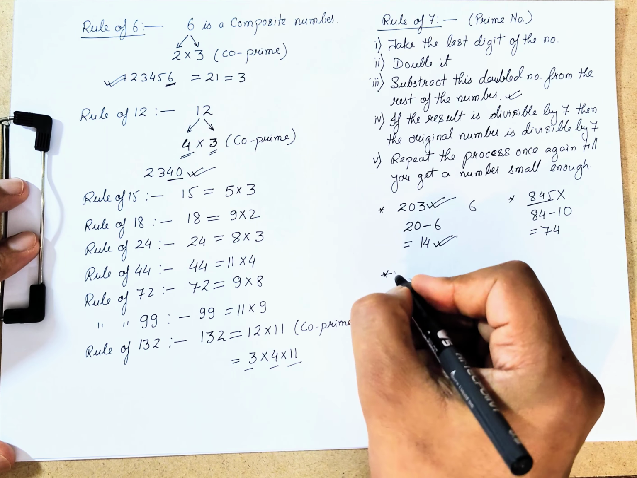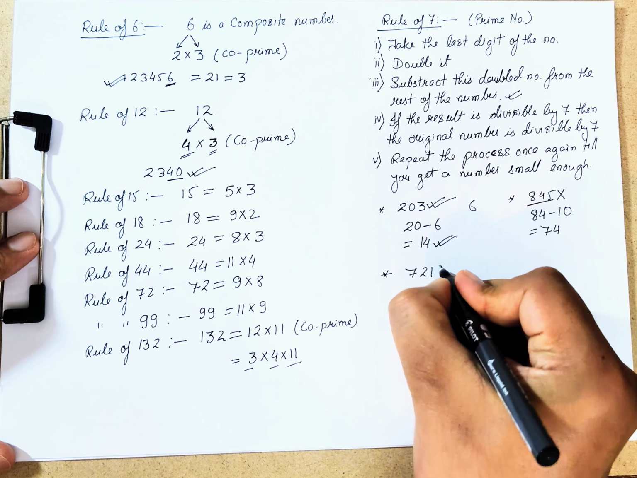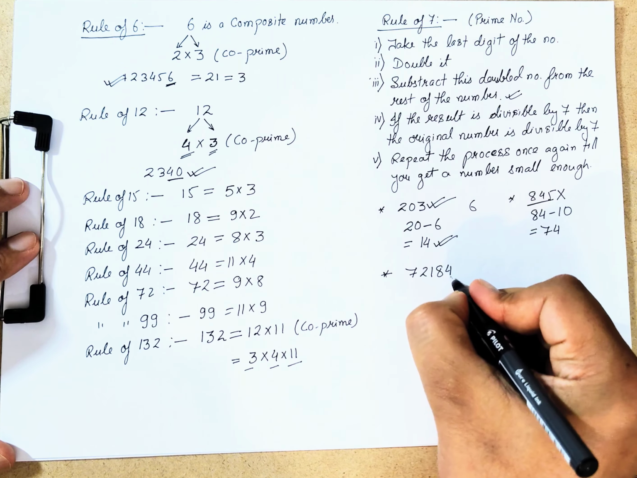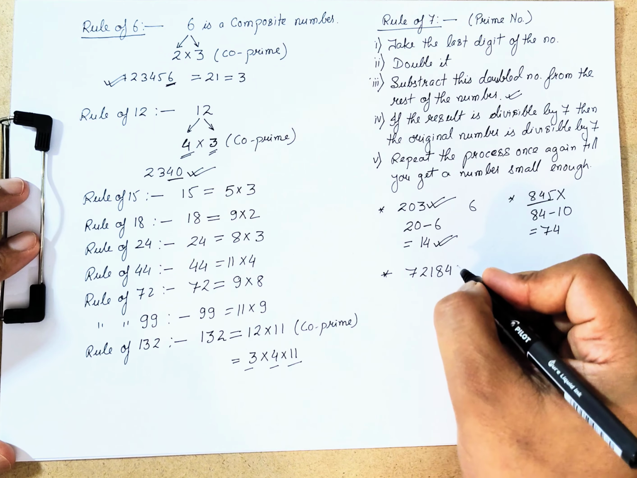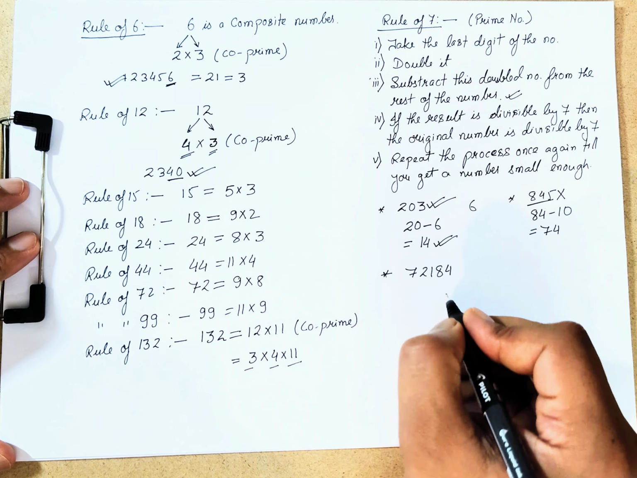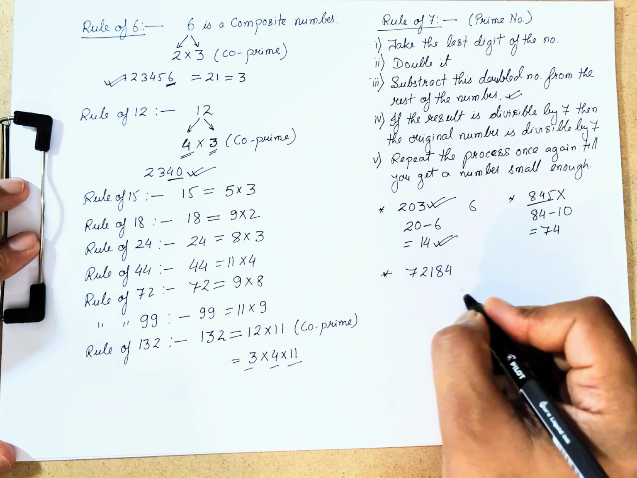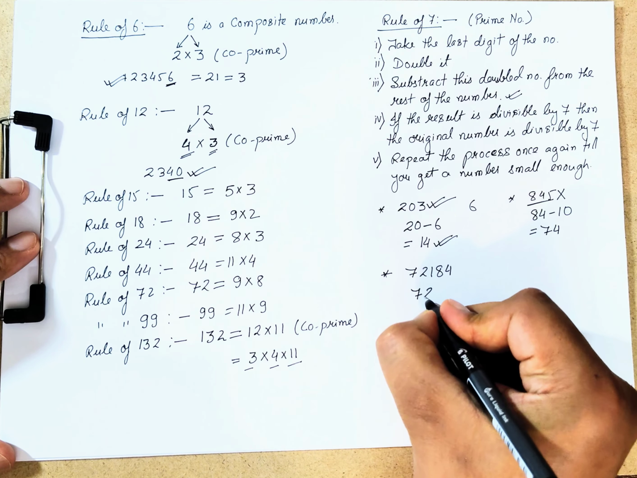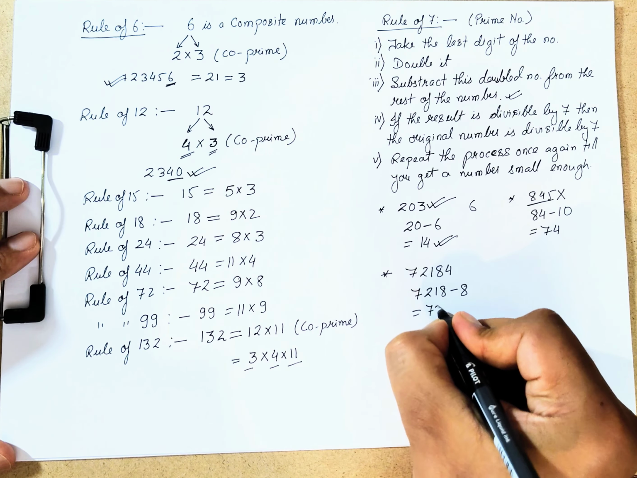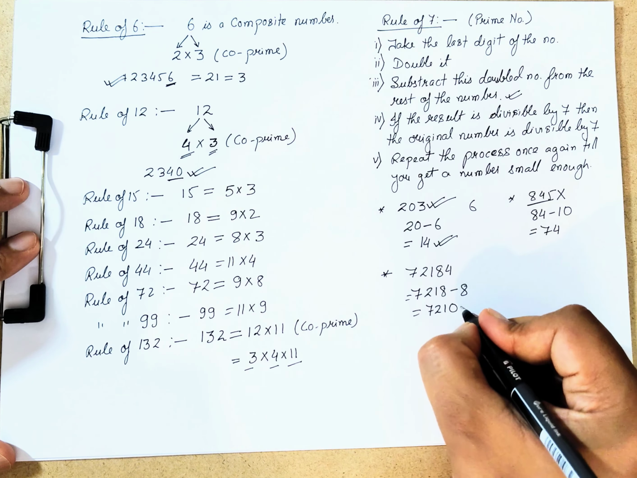Let us take one more example. 72184. Take the last digit of the number. The last digit is 4 and double the number. So double of 4 is 8. Take the remaining number and subtract the doubled number from the rest of the number. So 7218 minus 8, we get 7210. Say this number is still large enough.